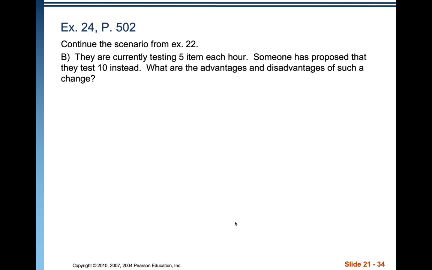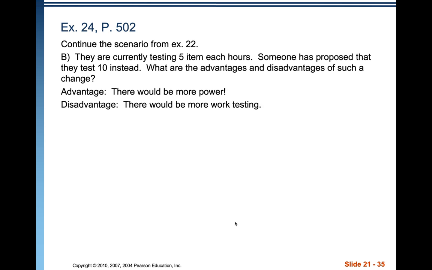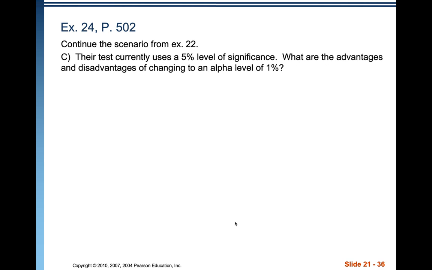They are currently testing 5 items each hour. Someone has proposed they test 10 instead. So what are the advantages and disadvantages of such a change? So remember, by increasing your sample size, you can decrease both the probability of type 1 error, alpha, and the probability of type 2 error, beta, and at the same time, increase power. So lots of good advantages. There would be more power, but there would also be more work testing, and there could be more cost, and it could just make it really hard to produce enough items if you're doing that.